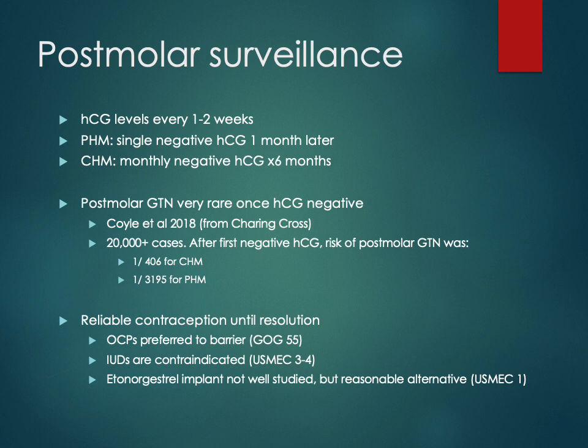So how do you surveil a mole? We get HCG levels every 1 to 2 weeks until they're negative. And once you're negative, for a partial mole, you can get a single HCG a month later, and if you're negative, you're done. For a complete mole, we get monthly HCGs until we have 6 months of negatives.